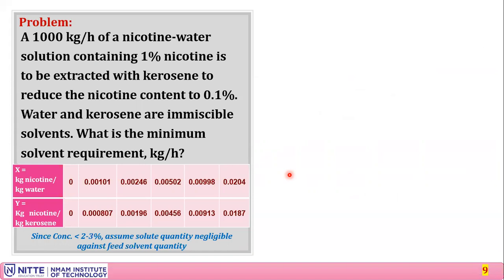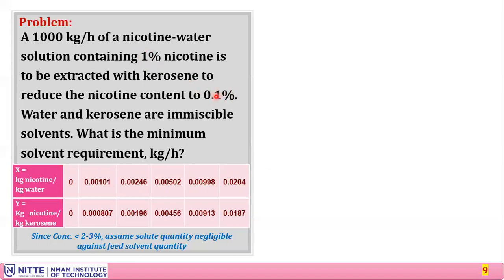You are given the x versus y data, an important issue. Second, the feed quantity is 1000 kg per hour, that is the total feed given to you, but the quantity of the solute in it is 1%, that is 1% nicotine, which is very low. The product concentration is 0.1% raffinate concentration. So in the liquid it reduces from 1 to 0.1%.